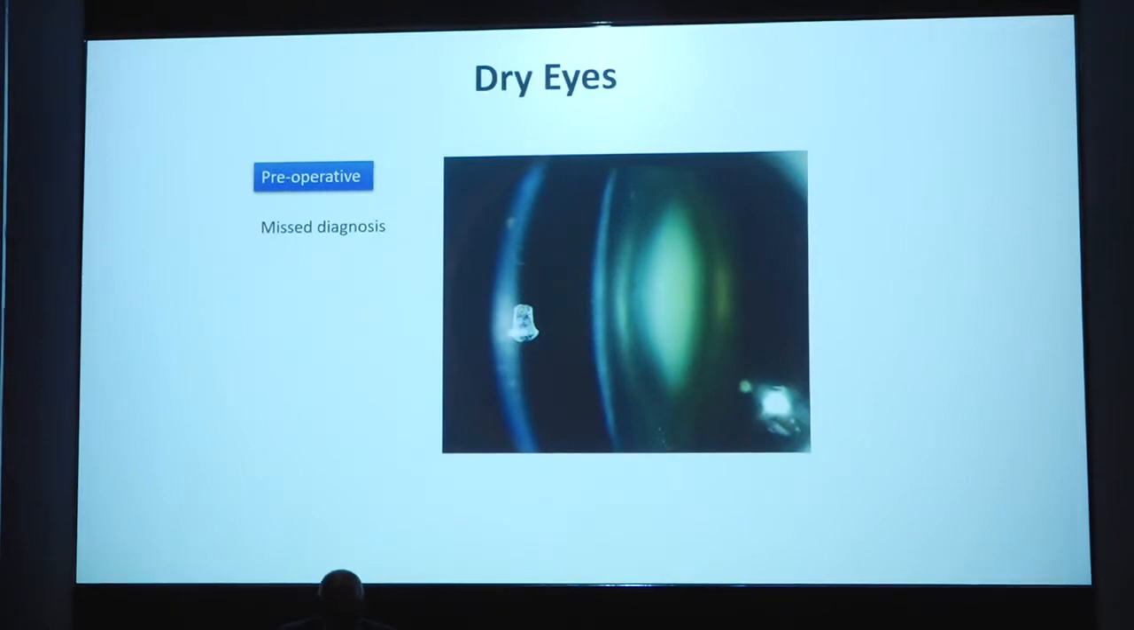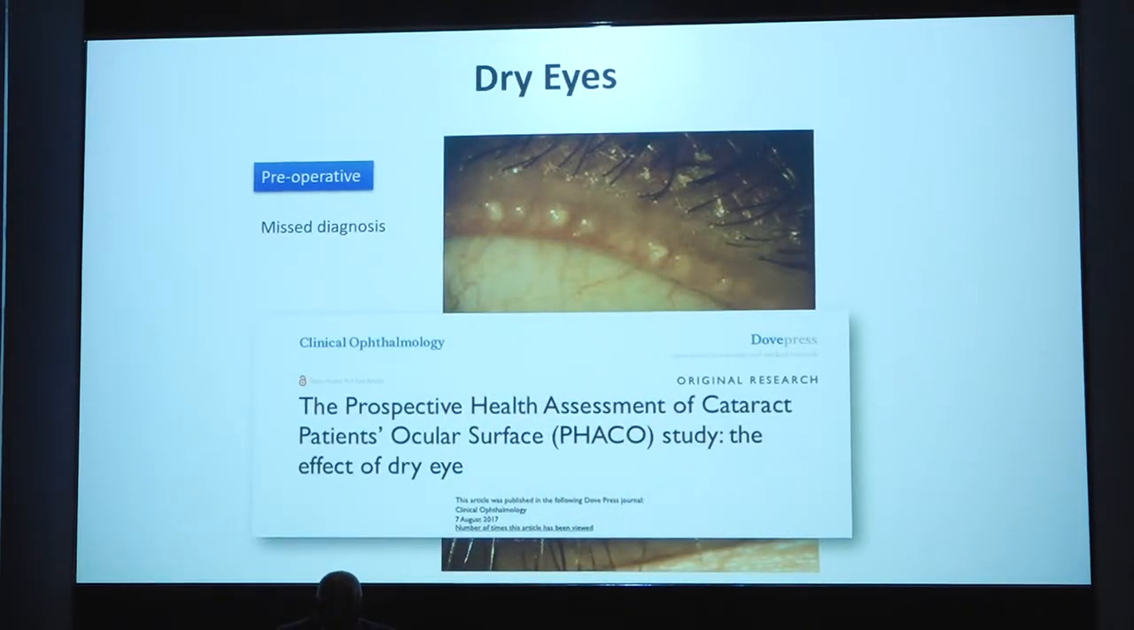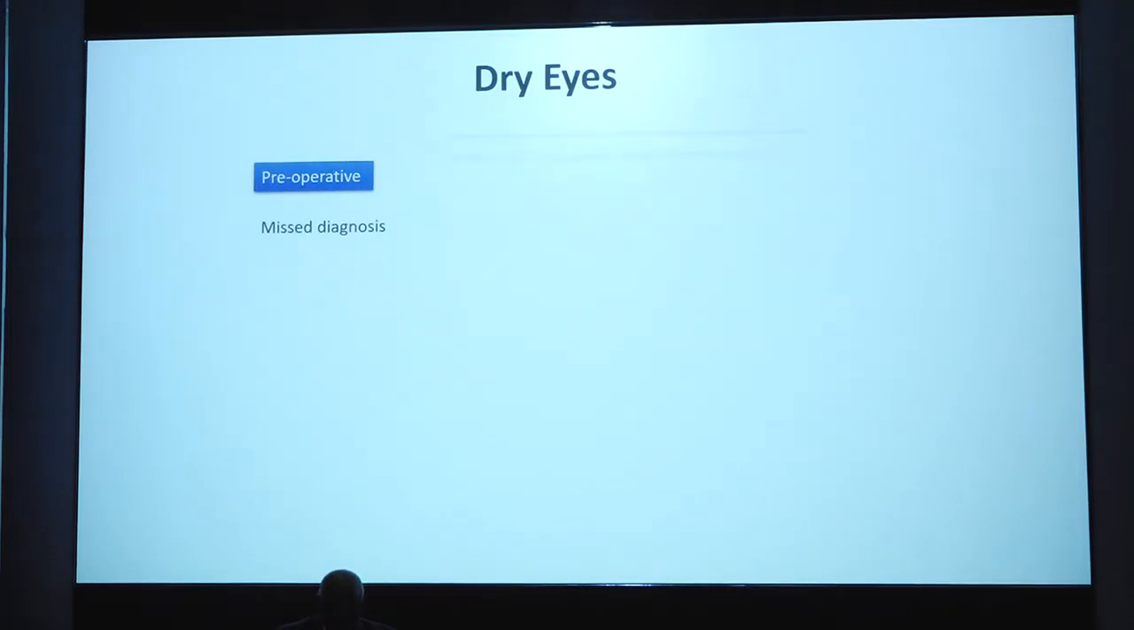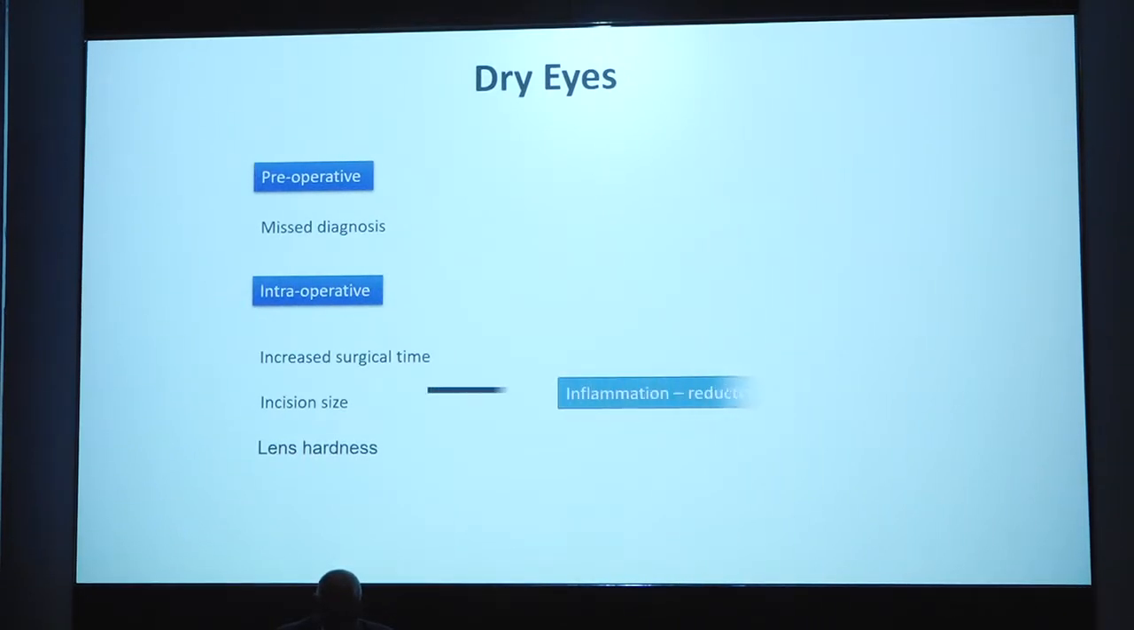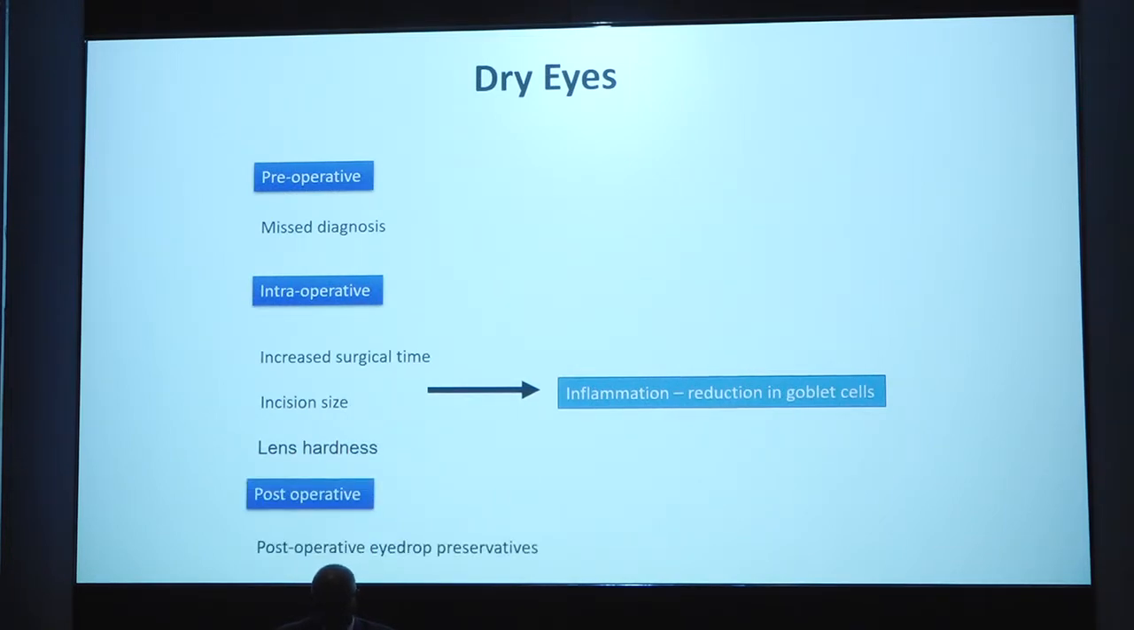So pre-operatively, if you have a misdiagnosed dry eye, then what happens? There will be increased surgical time, incision size, lens hardness, more inflammation and reduction in the goblet cells. And what happens is that post-operatively you are using drops. So many of the patients who have mild dry eyes, who have no complaints, we are giving 5 weeks of post-operative steroid drops. The patient says that they are not comfortable. They call you up and they say that they have redness.